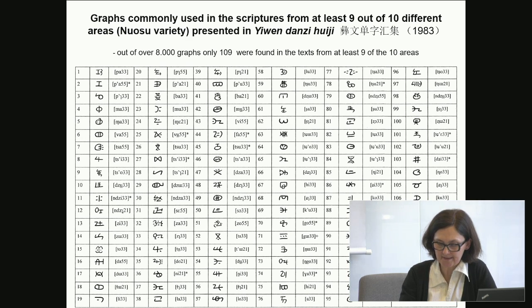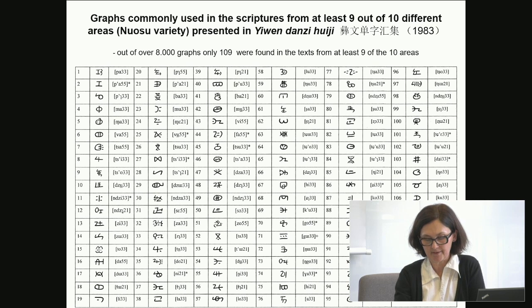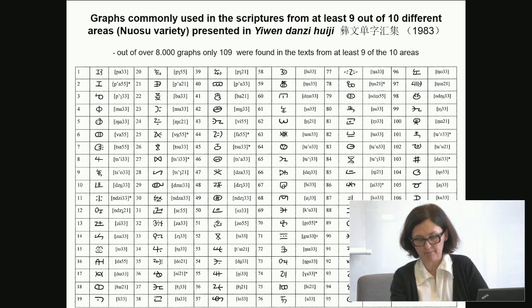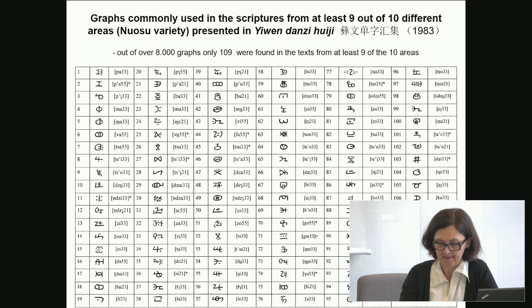Many signs presented in this material, Yuan Dan Zi Hui Ji, were also found in 2 to 8 places, and some of them can also be found in other rescribed varieties as corresponding signs. Nevertheless, within the data presented in this material, the number of graphs that have been found only in the text from one area is remarkably high. Graphs of this kind are the most frequent, in fact, among the total number of over 8,000 distinct signs listed in this collection.